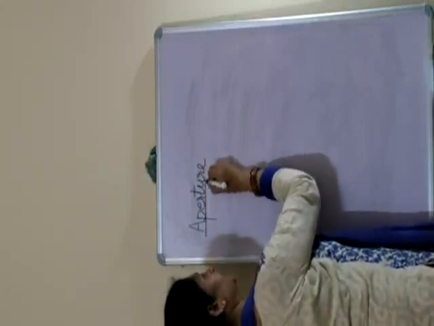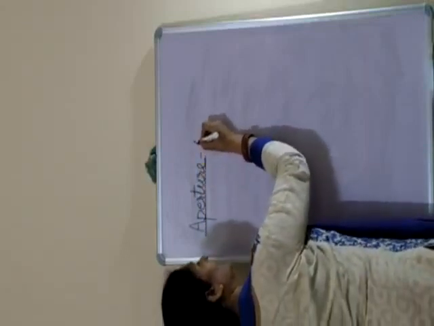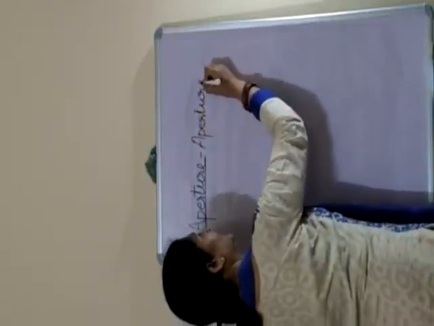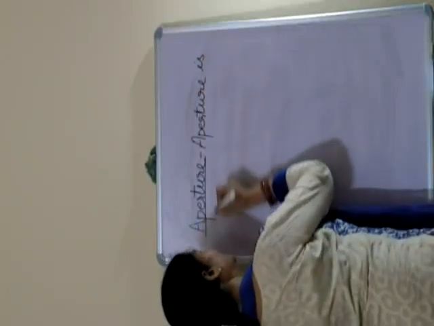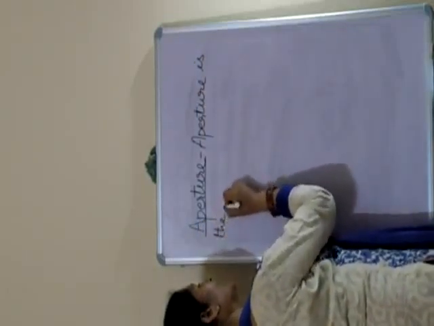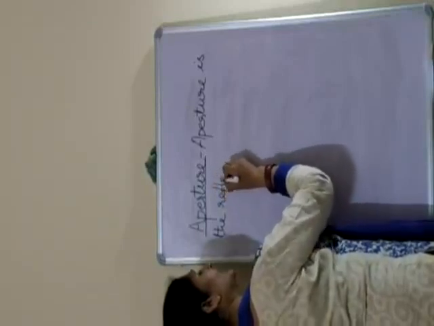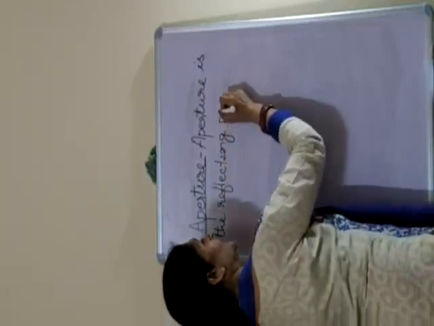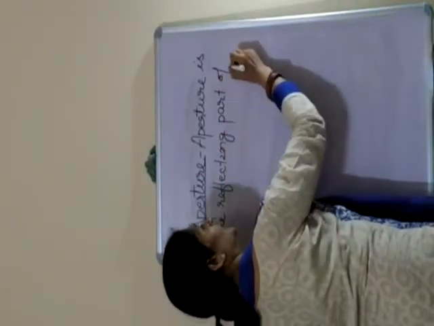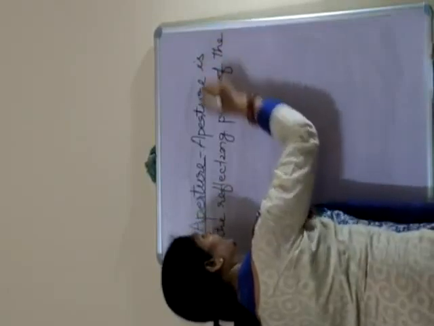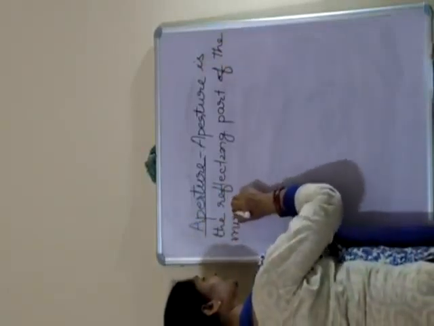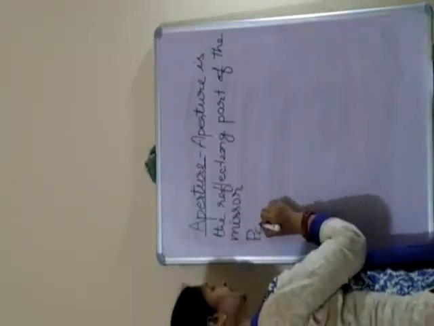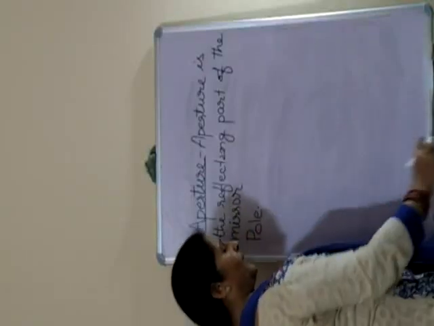Aperture. Aperture is the reflecting part of the mirror. The next term will be pole. You see, what is pole?